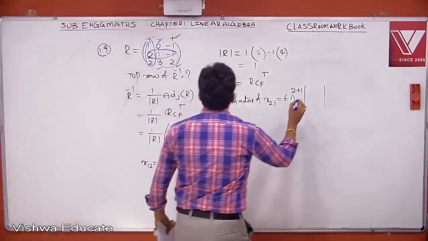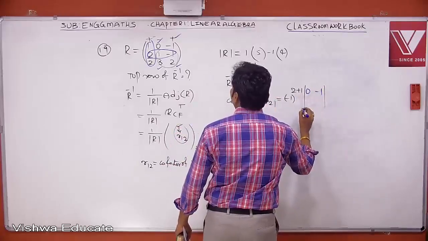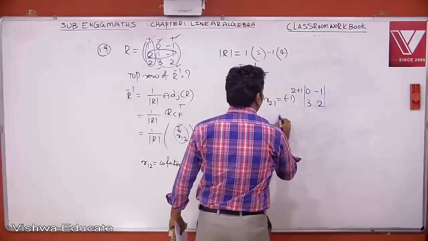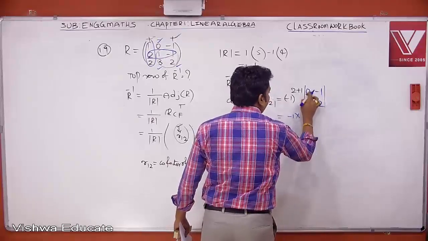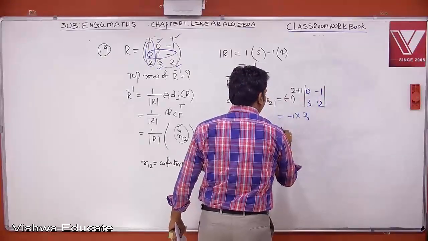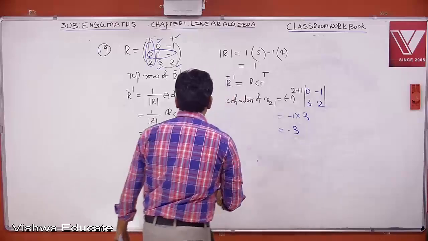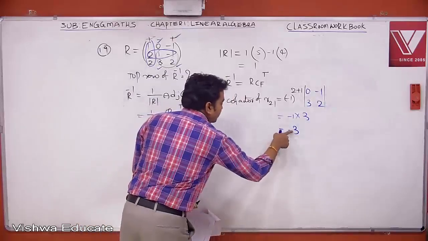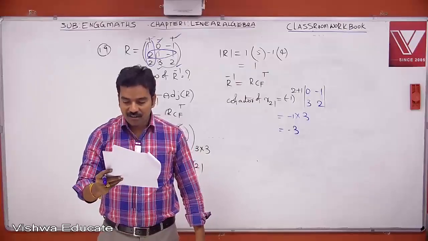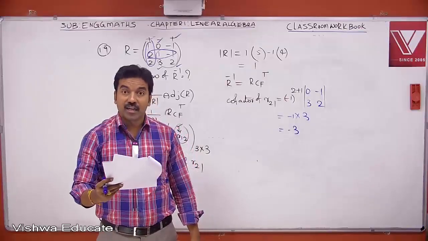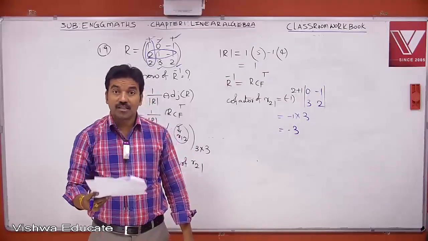Therefore, this is the determinant of 0, minus 1, 3, 2. Therefore, this is minus 1 into, this is 3, 0 into 2 minus 1 into 3. So this is minus 3. Therefore, the second element in the first row is minus 3, and that is happening only in the second option. Therefore, the answer is B.